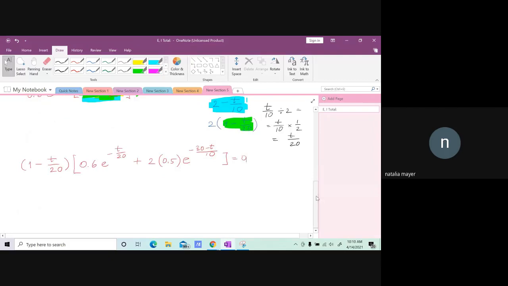Now, guys, finally, we have what we wanted. We wanted to have a product. So we have a product of this expression and this expression. They are multiplied.